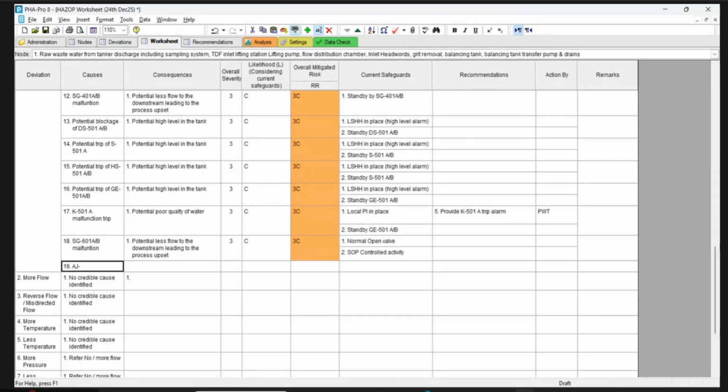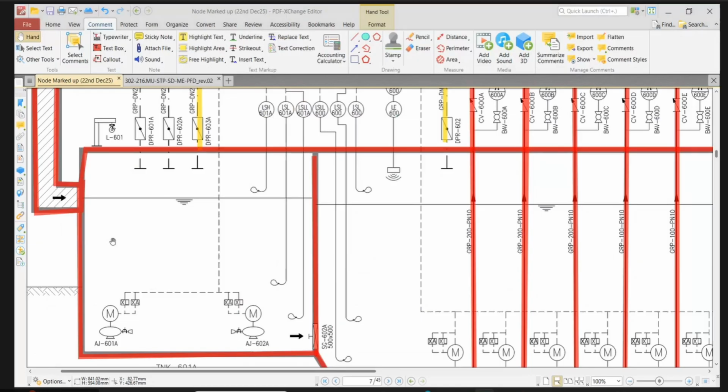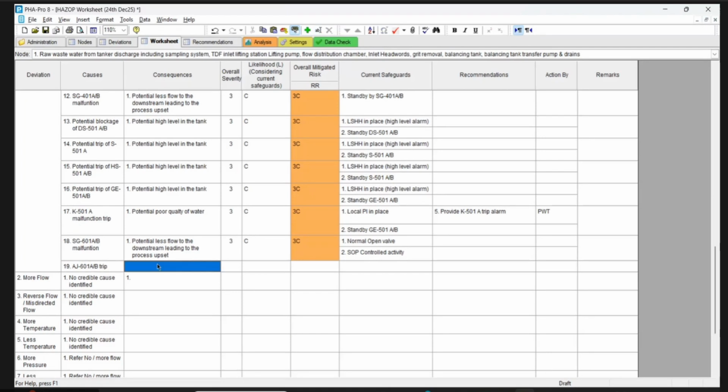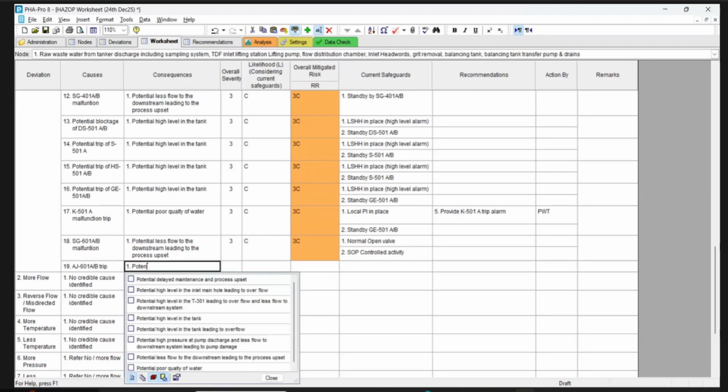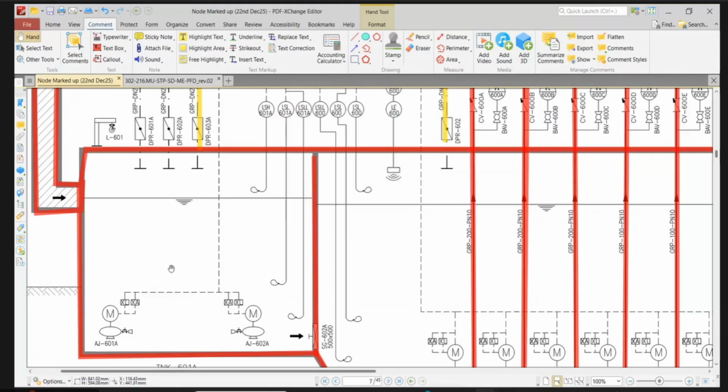AJ number, tag number क्या है? AJ 602, 601A, 601A and B, and also 602 AB. Is this interlocked with the flow? Yes, B. No need for interlock. Only if there is no flow in the tank, it should be closed. In the system, if no water inside or no fluid inside, the level.